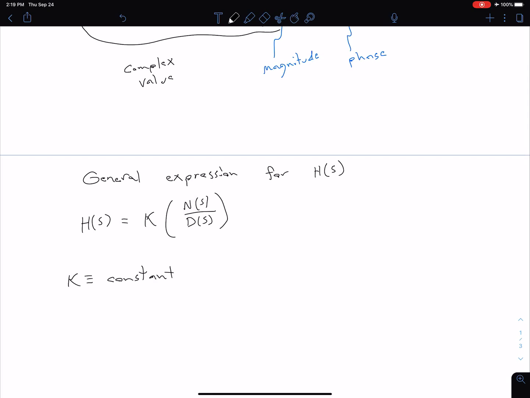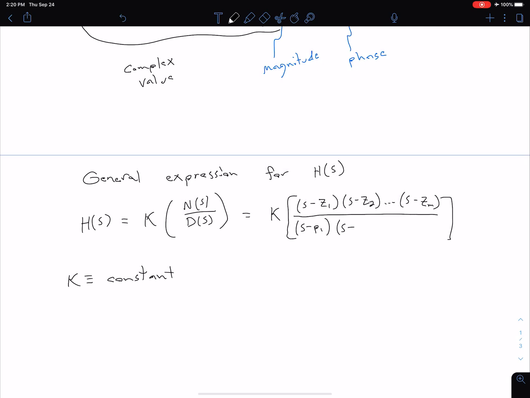And then we have some numerator polynomial, which is a function of s, n of s, and a denominator polynomial, d of s, which is a function of frequency as well. So I can write this, expand this a little further. So we still have our constant k, and then let's expand this numerator polynomial and denominator polynomial a little more. So for our numerator polynomial, we can write this as s minus z1 times s minus z2 times so on and so forth until we get to s minus z sub m. Similar thing for our denominator polynomial. We can write s minus p1 times s minus p2 dot dot dot times s minus p sub n.